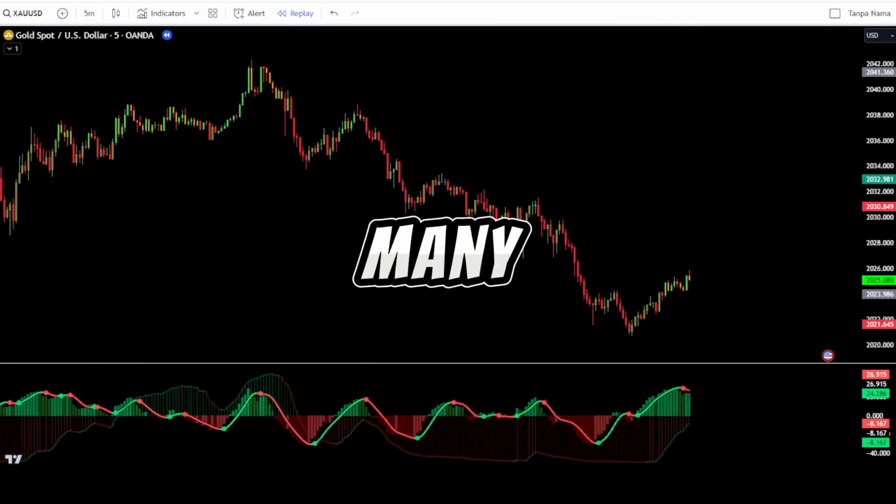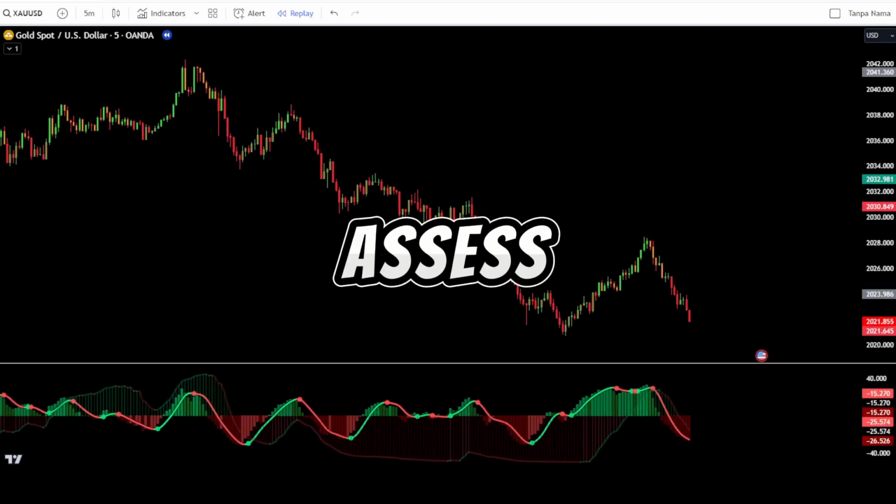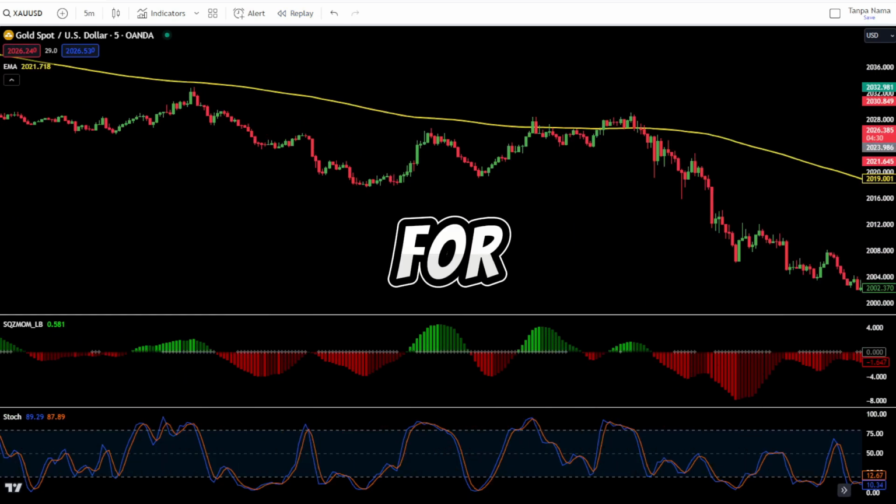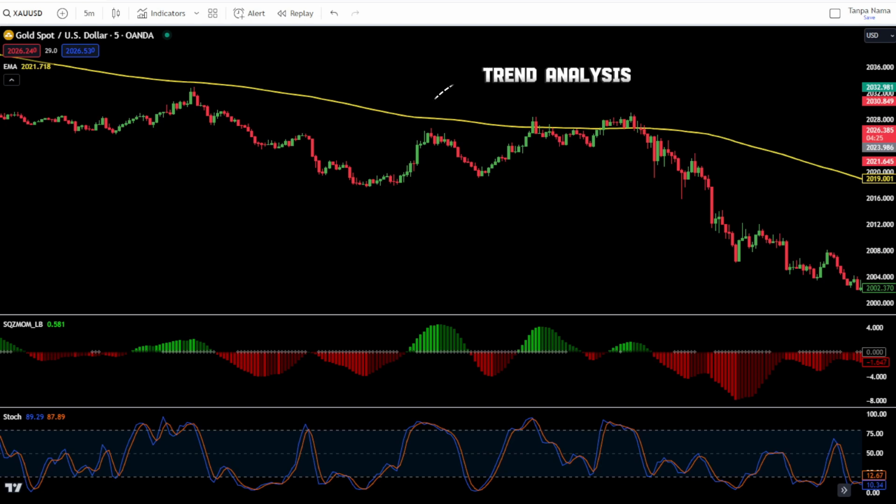In general, many traders use 3 indicators to assess these conditions. For example, trend analysis. To identify the market trend, traders commonly use a moving average. This could be an exponential moving average, simple moving average, or others.